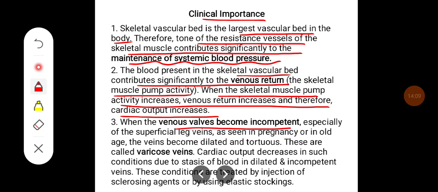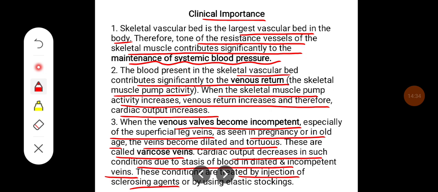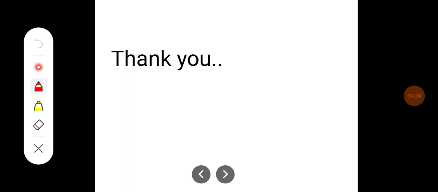When venous walls become incompetent, especially in the superficial leg veins as seen in pregnancy or in old age, the vein becomes dilated and tortuous. These are called varicose veins. Cardiac output decreases in such conditions due to stasis of blood in dilated and incompetent veins. These conditions are treated by injection of sclerosing agents or by using elastic stockings. This is all about the splanchnic, hepatic, and skeletal muscle circulation.